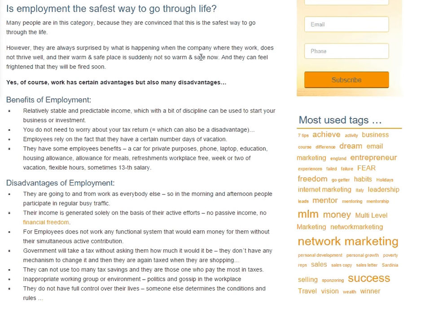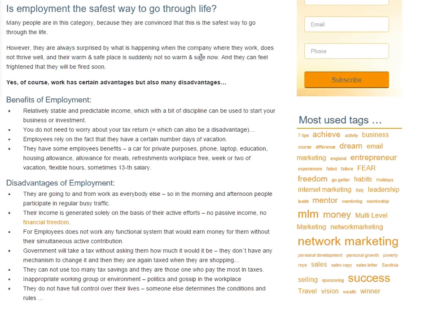Benefits of employment: relatively stable and predictable income, which with a bit of discipline can be used to start your business or investment. You do not need to worry about your tax return, which can also be a disadvantage. Employees rely on the fact that they have a certain number of days of vacation. They have some employee benefits: a car for private purposes, phone, laptop, education, housing allowance, allowance for meals, refreshments, free workplace, a week or two of vacation, flexible hours, sometimes a 13th salary.